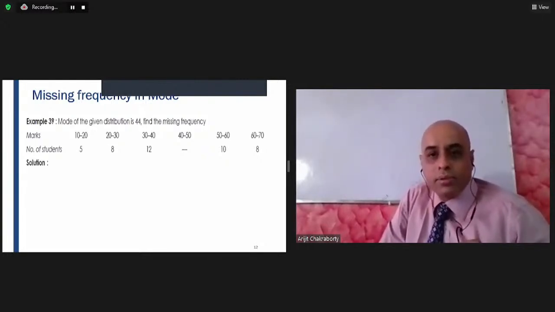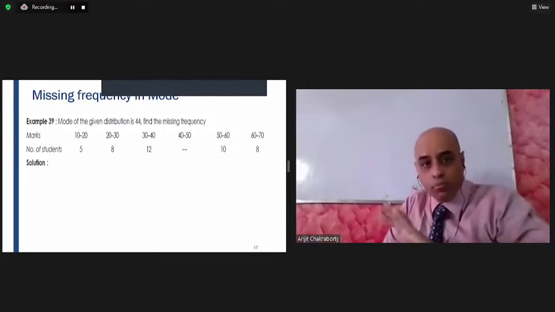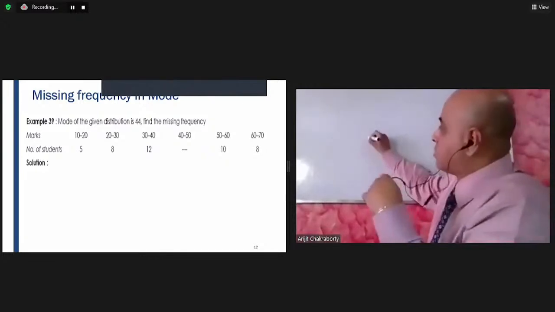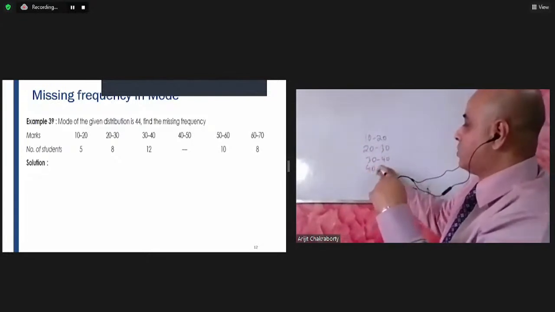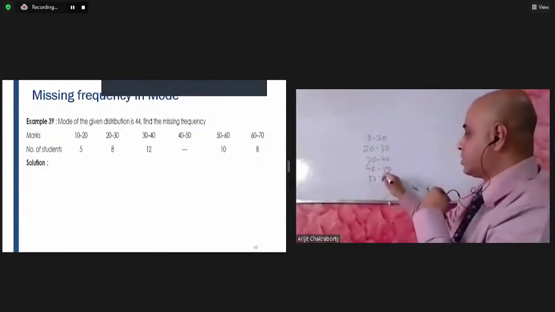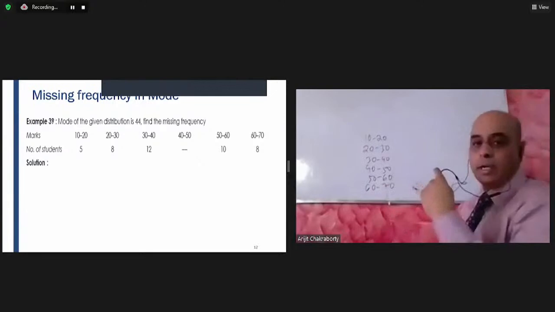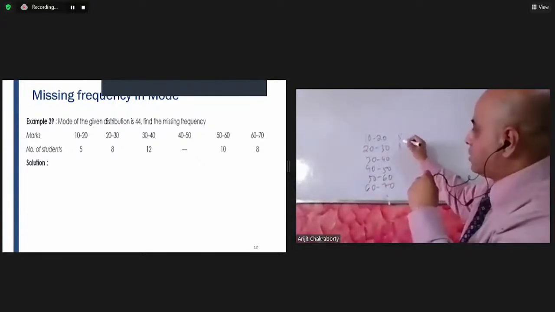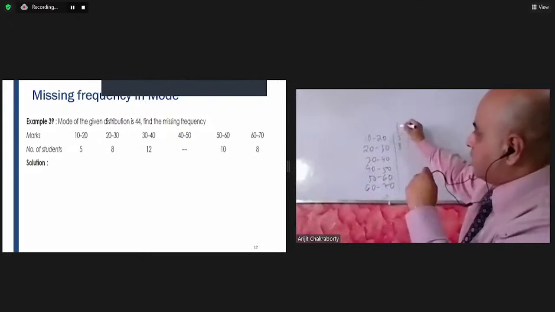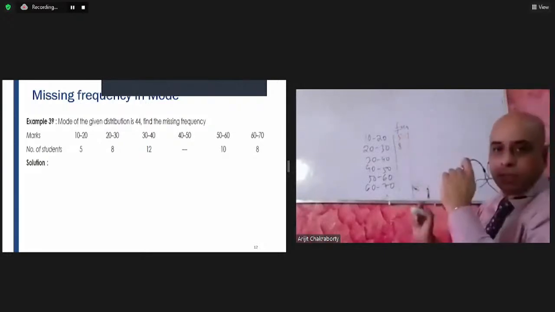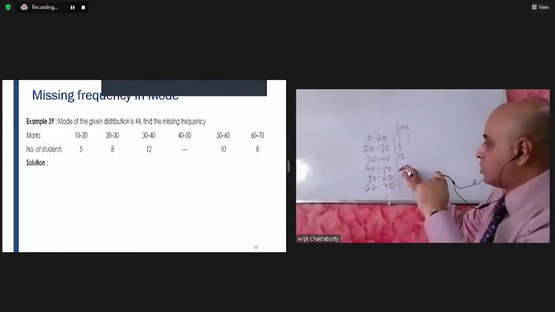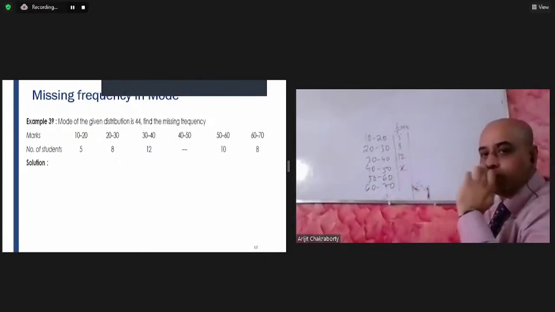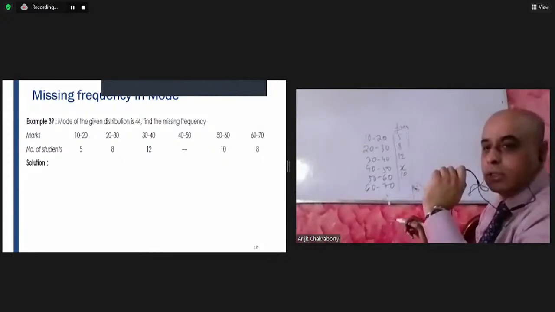Please also note that the distribution appears to be a continuous distribution because 10 to 20, 20 to 30, 30 to 40, there is no break in between. Let me write it out. 10 to 20, 20 to 30, 30 to 40, 40 to 50, 50 to 60, and you have 60 to 70. Fine. Let me take the frequencies 5, 8, 12. I'm just drawing a table here. I'm writing frequency: 5, 8, 12. And now you have a frequency for 40 to 50. We don't know. I'm calling it X. Then we have 50 to 60 is 10 and 60 to 70 is 8.